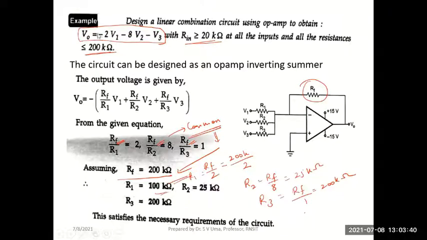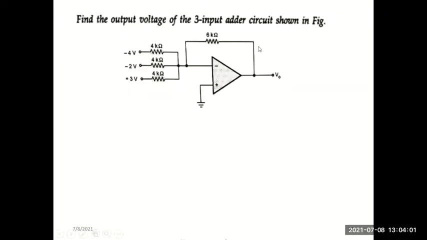All will suit the required condition that they should be less than or equal to 200K. Right? So this is the simple circuit which we can design for the given output expression. In order to get this output expression and satisfy this condition, this is a simple design.